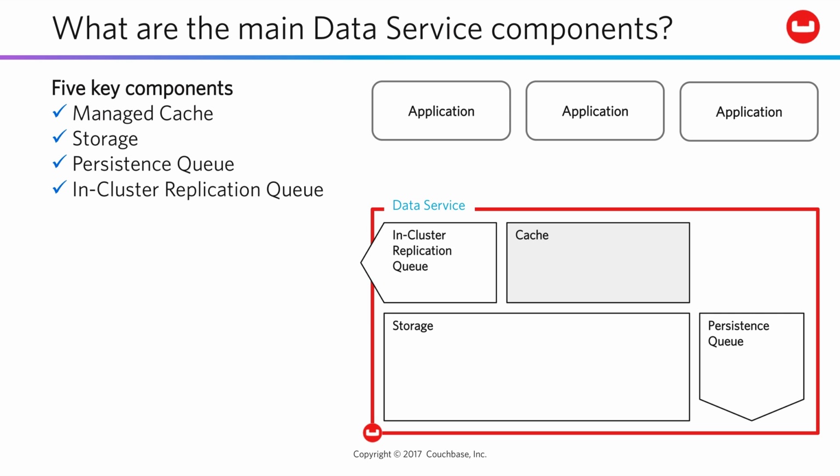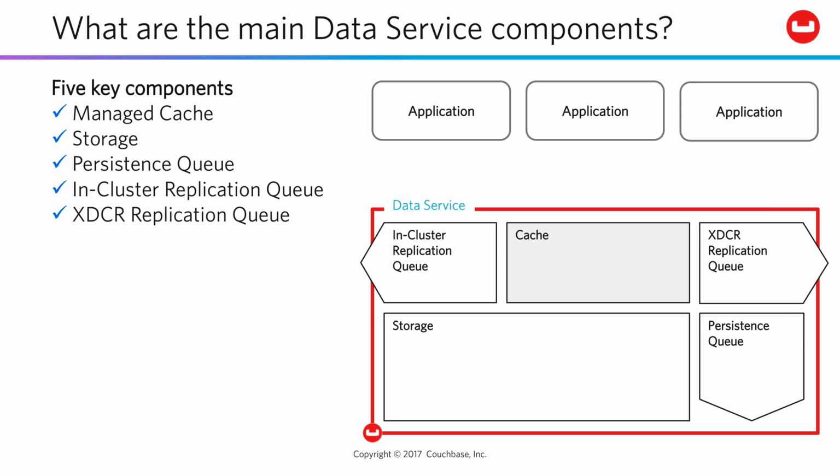Fourth, an in-cluster replication queue to support high availability by moving replicas onto other nodes. And fifth, a cross-data center replication queue to support high availability, disaster recovery, and filtered distribution scenarios. All of these queues rely on robust shared multi-thread pools. We'll talk about those more in a moment.